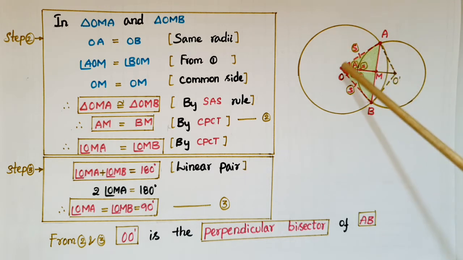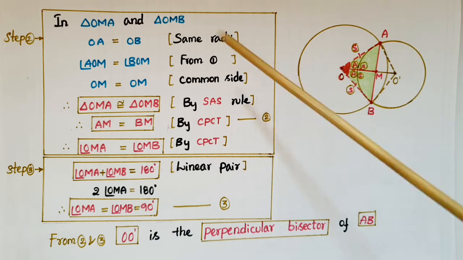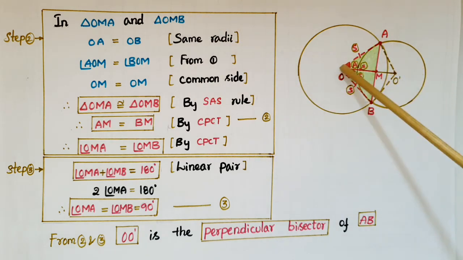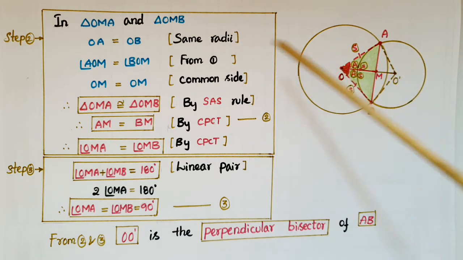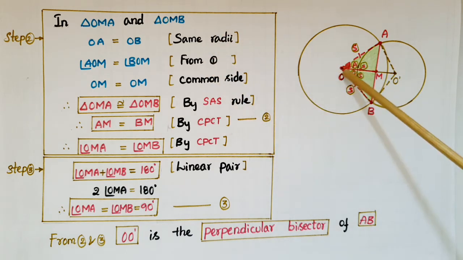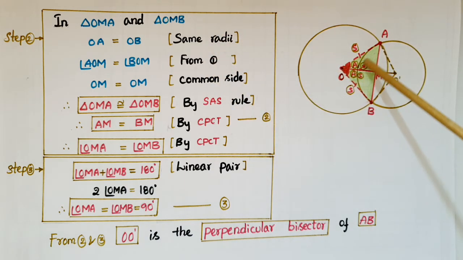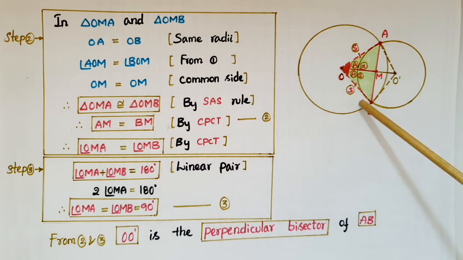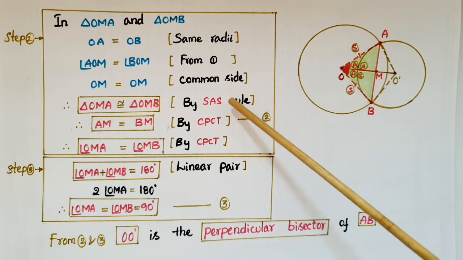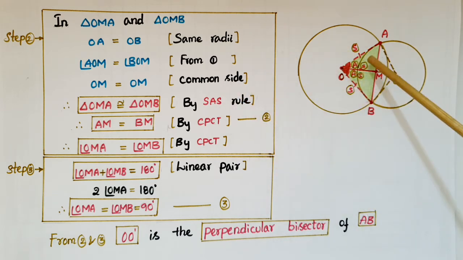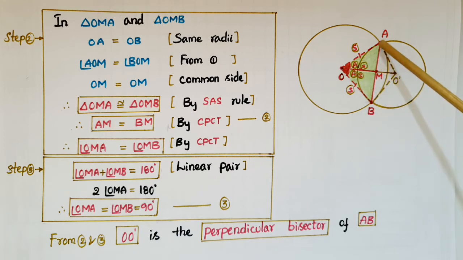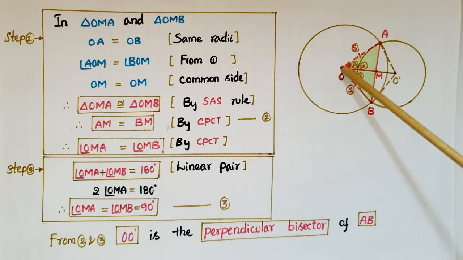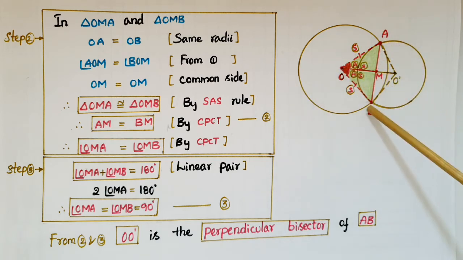So take these two triangles, triangle OMA and triangle OMB. OA is equal to OB, radii of the same circle, and angle AOM is equal to angle BOM, just now we have proved from equation 1, and OM is equal to OM, this is the common side of these two triangles. So triangle OMA is congruent to triangle OMB by SAS congruence rule. Once these two triangles are congruent, we can equate the corresponding parts. So AM is equal to BM by CPCT. This is the second equation, and angle OMA is equal to angle OMB by CPCT.